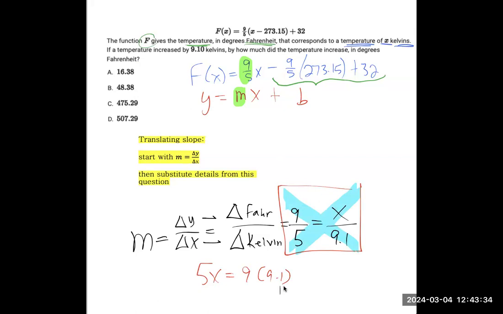And 9 times 9.1 on the calculator is 81.9. So 5x equals 81.9. Divide both sides by 5. And x equals 16.38, which is A for this question.